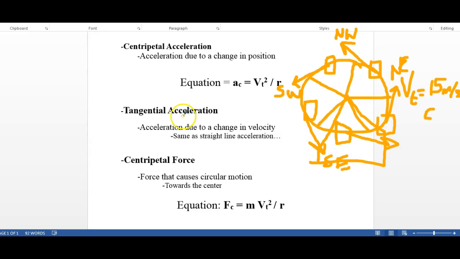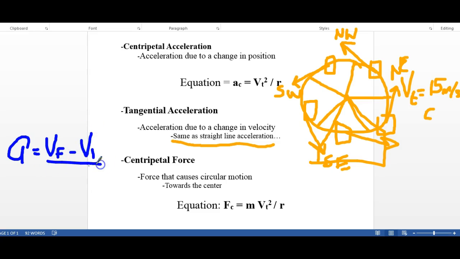Then the other one comes in, where tangential acceleration is acceleration due to a change in velocity. This is really the same as straight line acceleration, and if you remember the equation, we'll use blue here. So a is vt, velocity final, minus velocity initial, divided by the change in time.